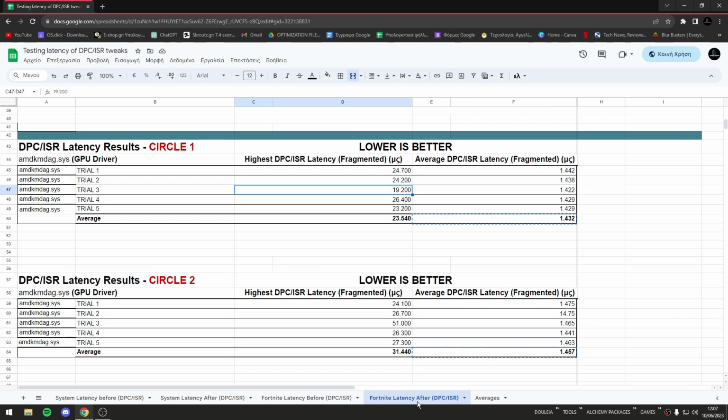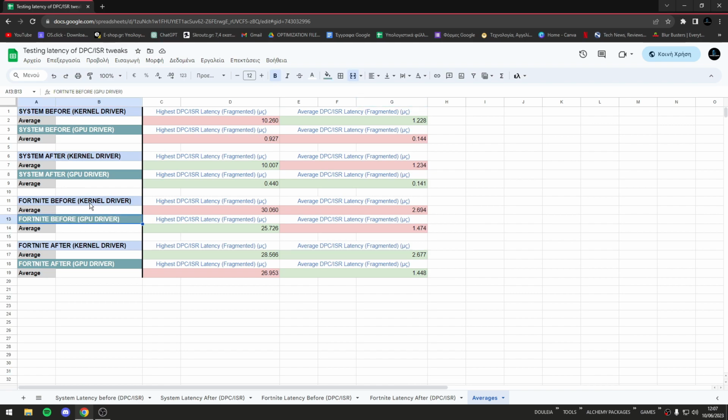change things in terms of latency, not only the GPU and kernel driver. Perhaps I tested only these drivers because I thought these drivers would have some change in their latency behavior, okay, and for that reason I chose these two drivers. Anyway, as I said, my opinion is you should do your own tests, okay? I don't have any recommendation for this video, guys.